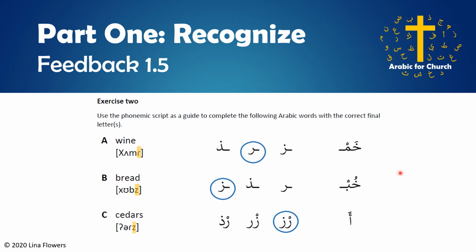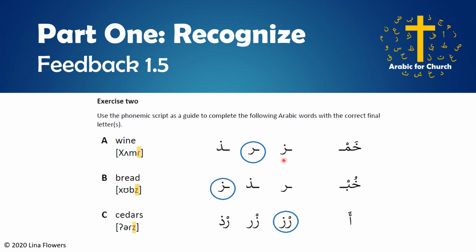Now we're looking at the phonemic script for 3 words. This is the word wine. Remember I told you in feedback 1.4 that we can say either nabidh for wine or khamr. So when you go to a restaurant, you don't order khamr, you order nabidh if you want to order wine. So wine in Arabic is khamr. So we're looking for the letter ra.